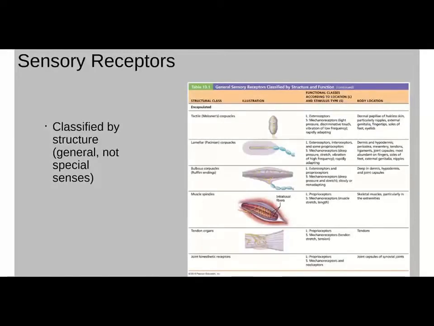But we can also have encapsulated nerve endings. Here, the dendrites are wrapped to some degree. They're not completely exposed like they were in the previous three examples.